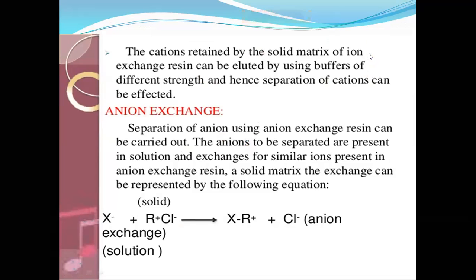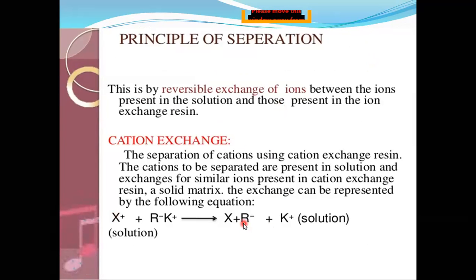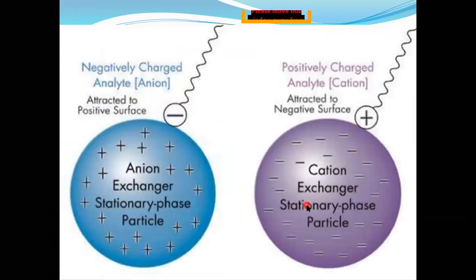Next one, this is anion. The cations retained by the solid matrix of the ion exchange resin can be eluted by using a buffer solution. So this is a continuation of the previous slide. The cations retained by the solid matrix. Solid matrix means this one. This is the cation retained on the solid matrix. This R minus is known as the solid matrix.